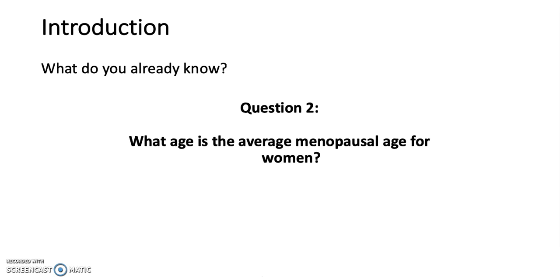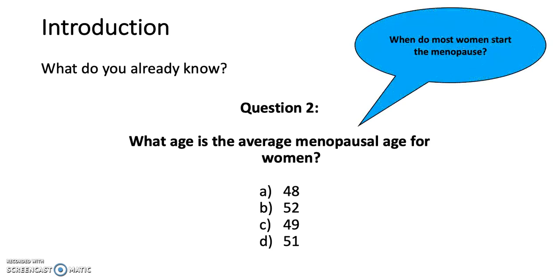Question 2. What age is the average menopausal age for women? Is it A. 48, B. 52, C. 49, or D. 51? When do most women start the menopause? The answer is D. 51.